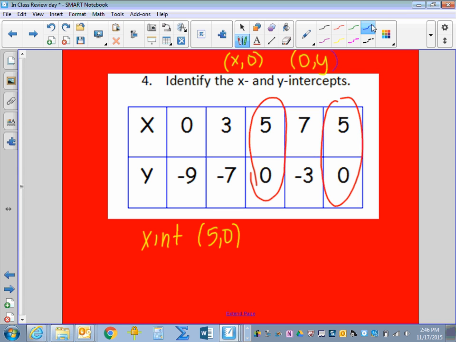My y-intercept is when x is 0. So I go to x is 0. And I have my y-intercept is 0, negative 9.